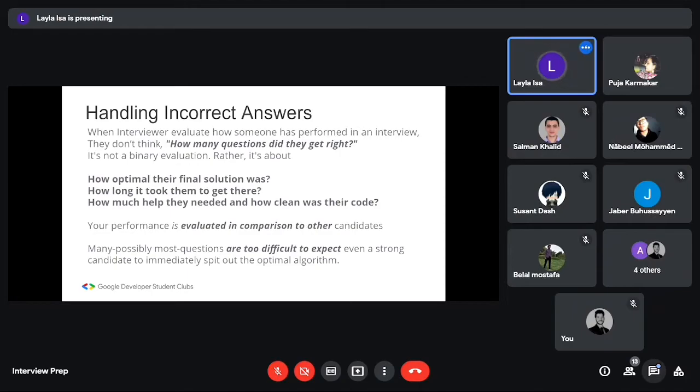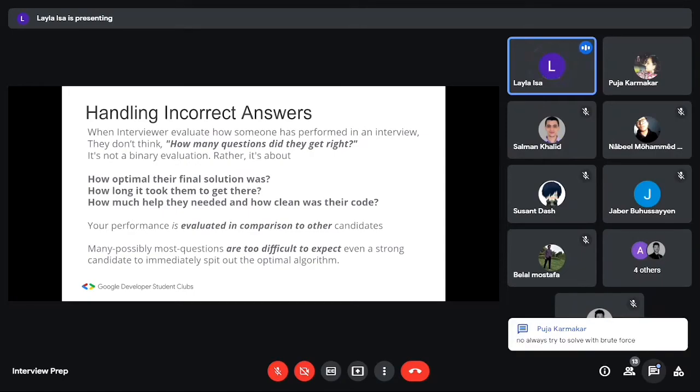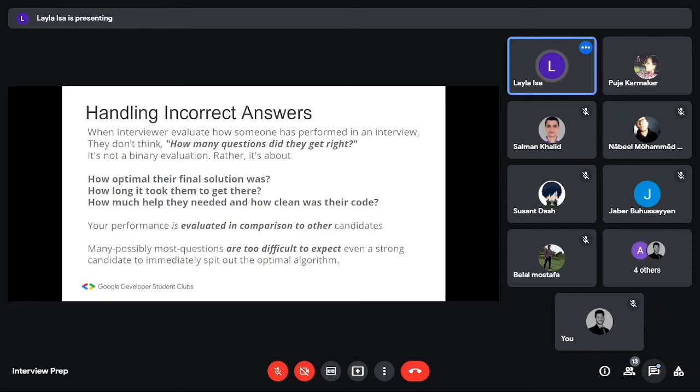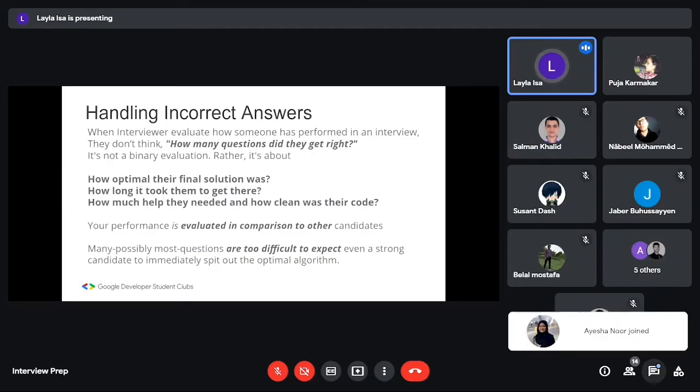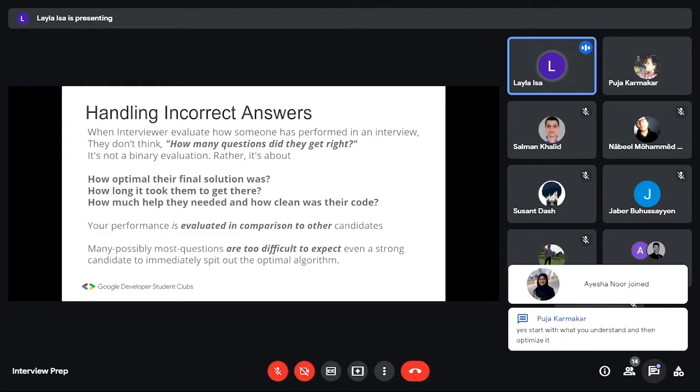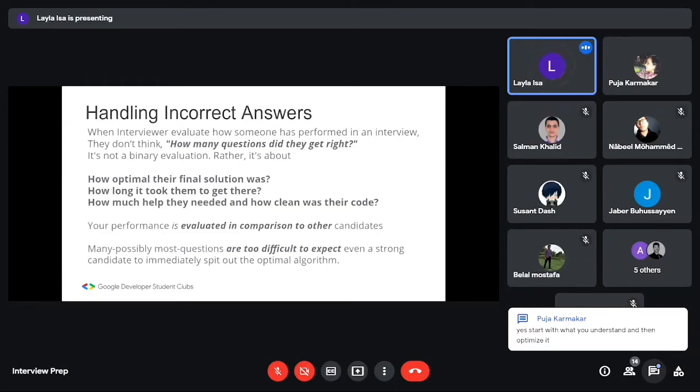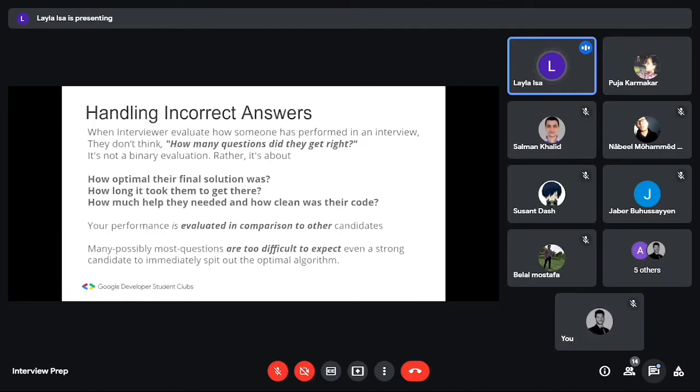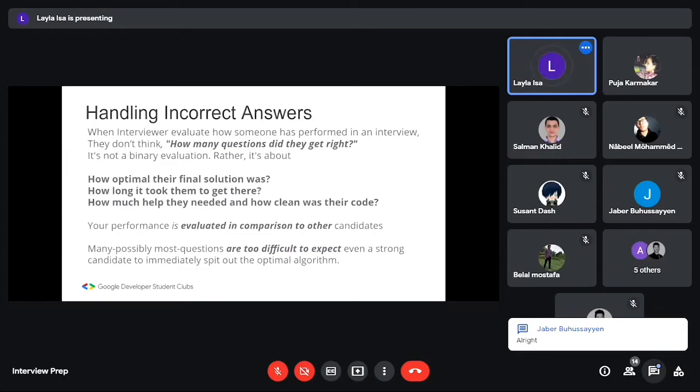Okay, so your performance is evaluated in comparison to other candidates. Even if you are good at some point, or maybe you are lucky and the other candidate is not as good as you, I think I got lucky at some point in some interviews. Many possible questions are too difficult to expect even a strong candidate to immediately put out the optimal algorithm. Not all candidates will get the optimal algorithm, but it's worth trying, and you may be lucky actually.